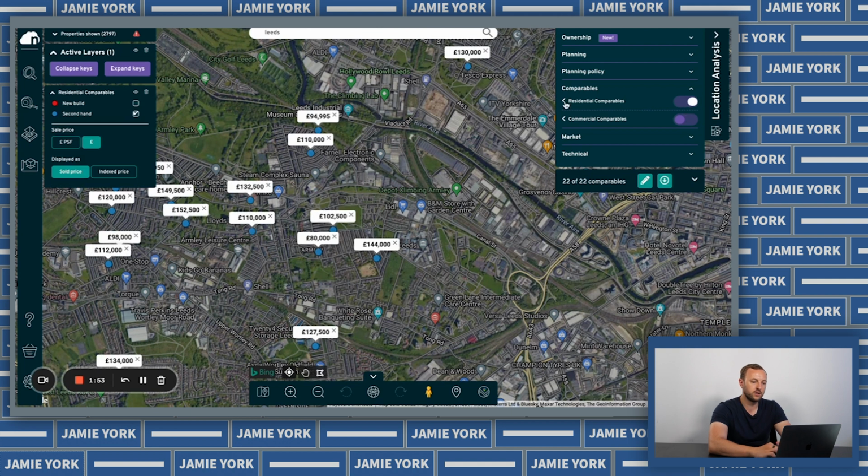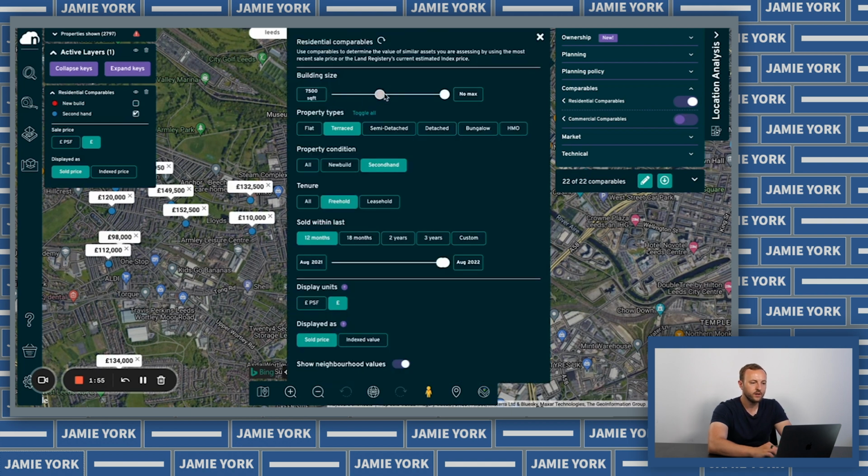So let's open up residential. First thing that happens on here is you can narrow it down. So you can go by the building size. So for example, let's say you're doing your typical semi-detached or terrace properties. You're not going to be looking at 100,000 square foot properties. So we might as well narrow that down to, I'd say anything up to about 1,500 square foot is most properties. Let's look at terrace and semi-detached.